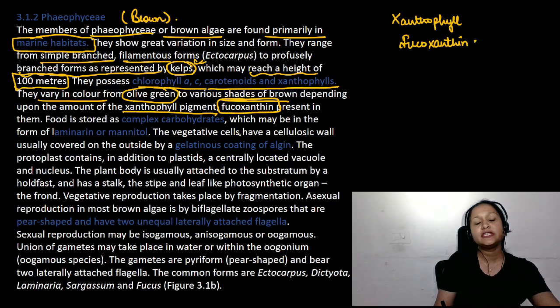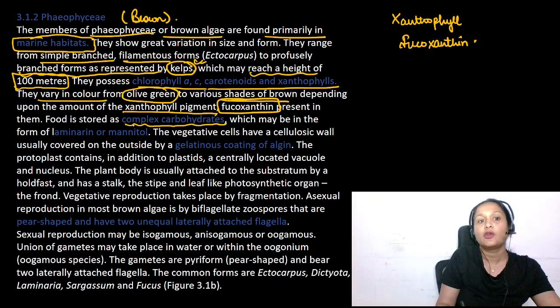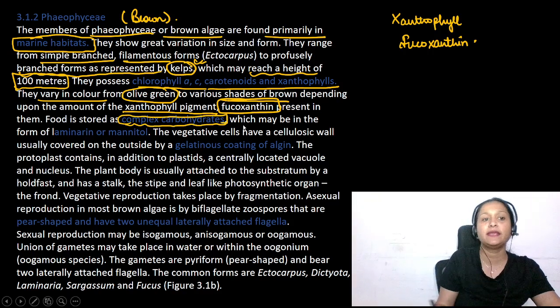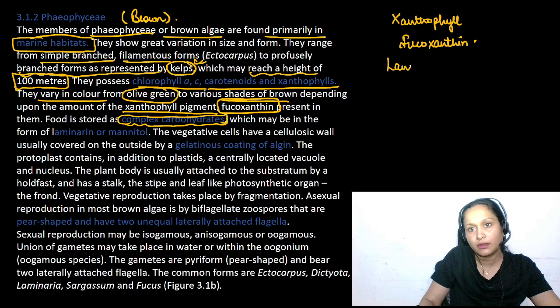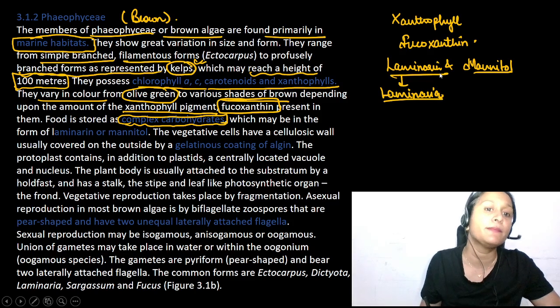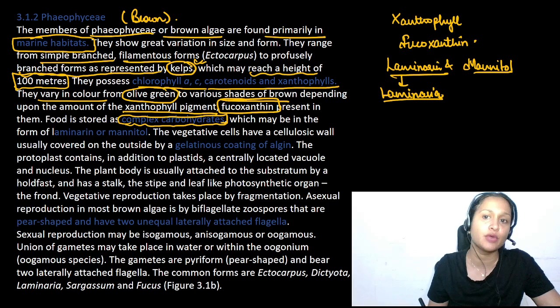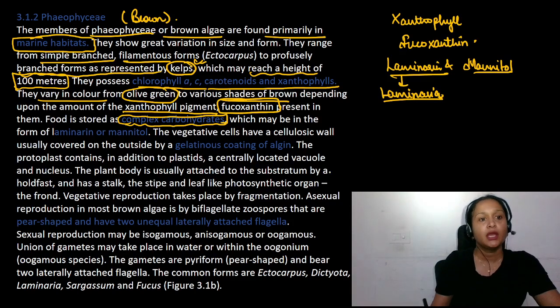Okay, now if you see the food here, food is stored as a complex carbohydrate. Which complex carbohydrate here? Laminarin and mannitol. Remember, Laminaria is a brown algae, and laminarin is a complex carbohydrate. The food is stored in the form of complex carbohydrate called laminarin.